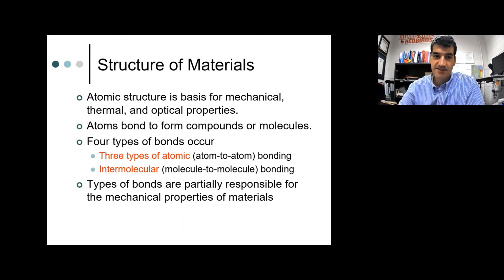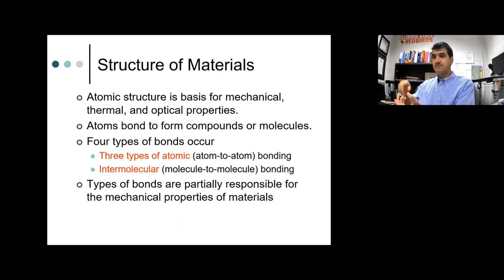All right, so what we're going to talk about in today's video is 4 types of bonds. And I just mentioned 3. Those 3 that I just mentioned, ionic, covalent, and metallic bonds, are all atom-to-atom or atomic level bonding. But there's another type of bond that's also really important that determines the properties of materials, and that is molecule to molecule. Quick refresher, atoms are smaller than molecules. Molecules are made of atoms bonded together.